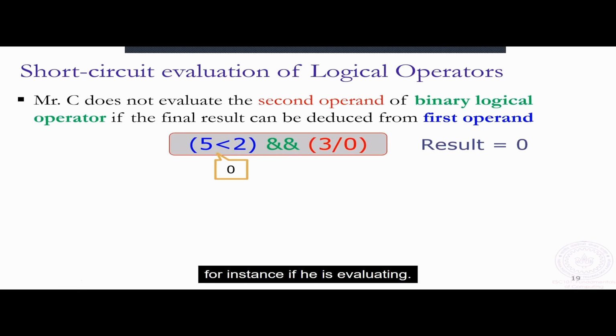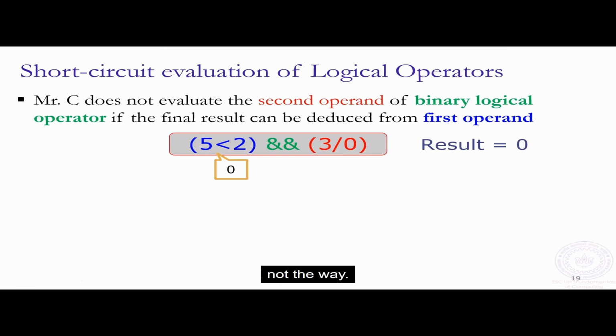So, for instance, if he is evaluating an AND statement and he sees that the LHS of the AND statement has evaluated to 0, then he knows that no matter what the value on the right hand side is going to be, the total expression is going to be 0. So to save time, he doesn't even evaluate the right hand side expression. Now this is a short circuit.